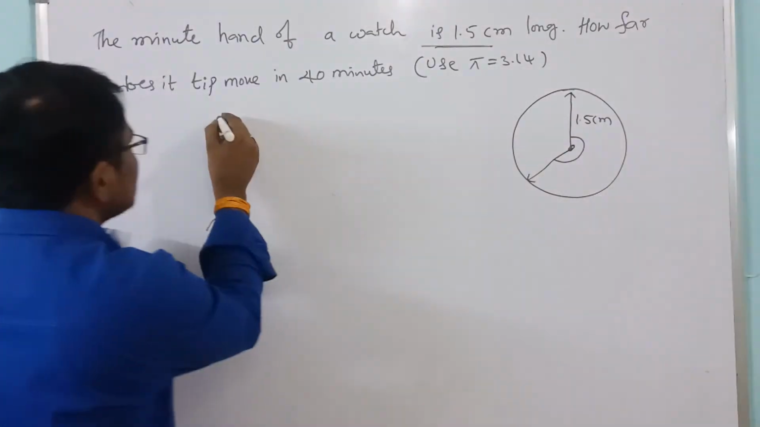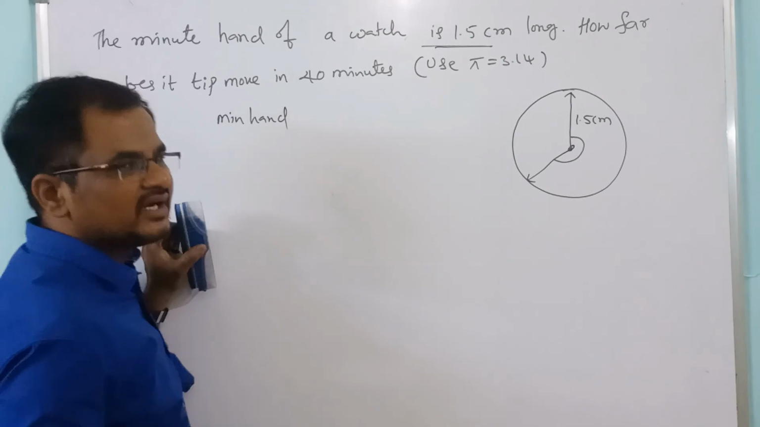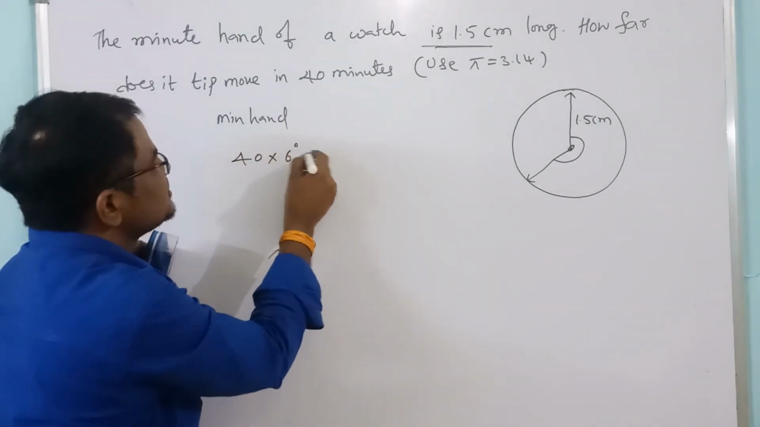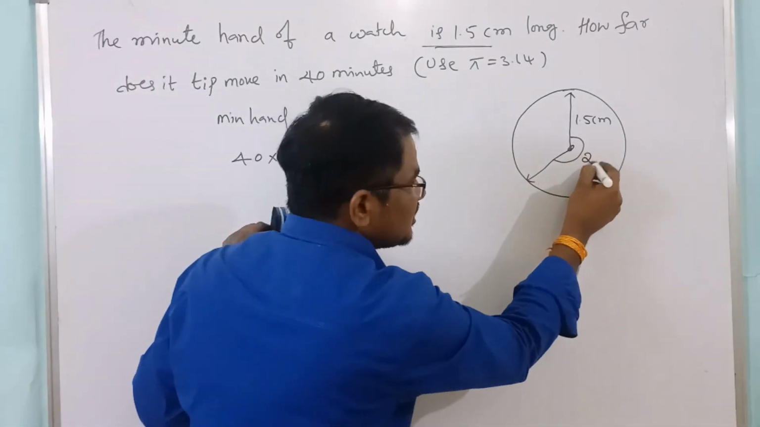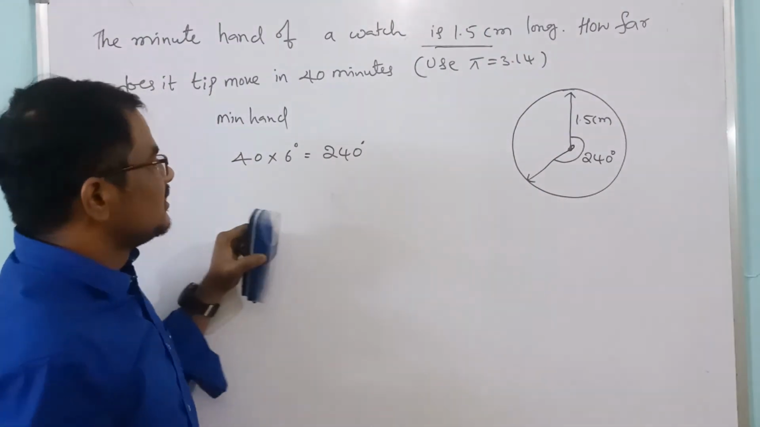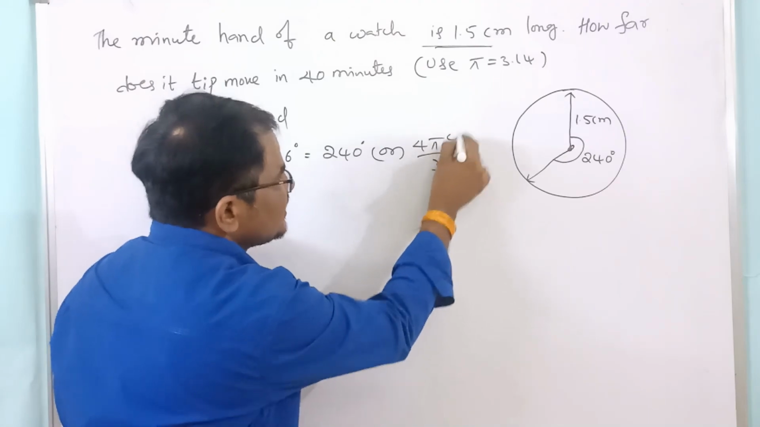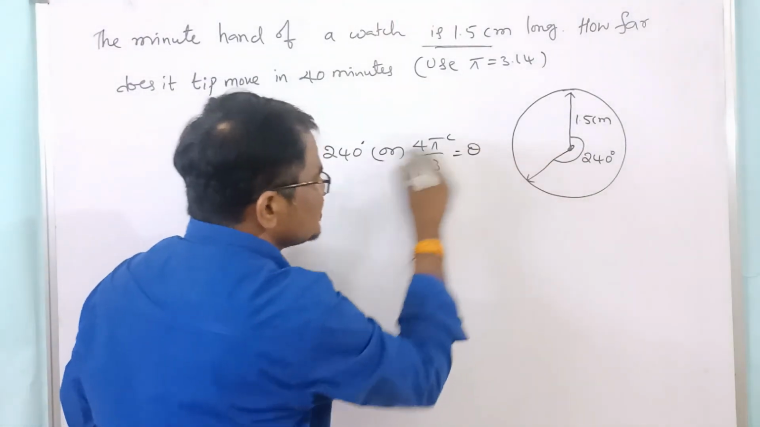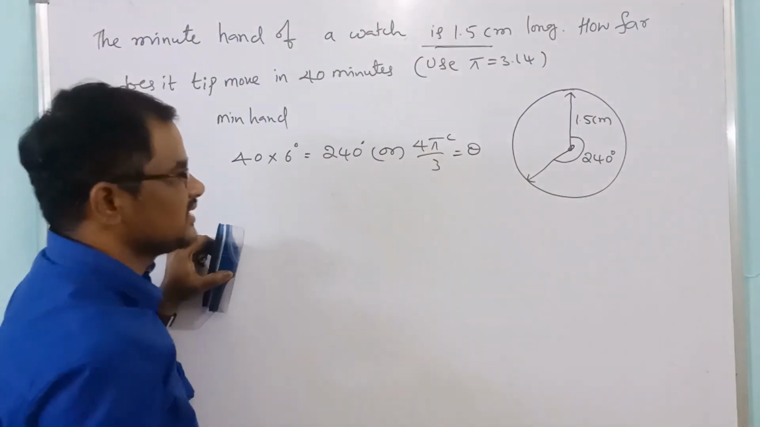We know that for every minute the minute hand moves 6 degrees. In 40 minutes, 40 into 6 degrees, that is equal to 240 degrees. Means here how many degrees? 240 degrees. Also you can write it as 4 pi by 3 radians. Means the angle subtended at the center of the circle is nothing but 4 pi by 3.